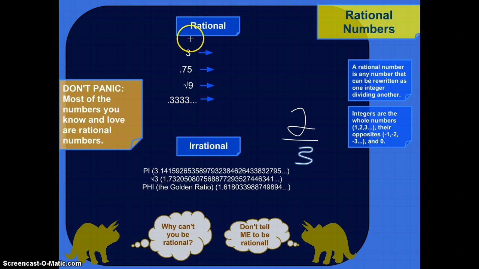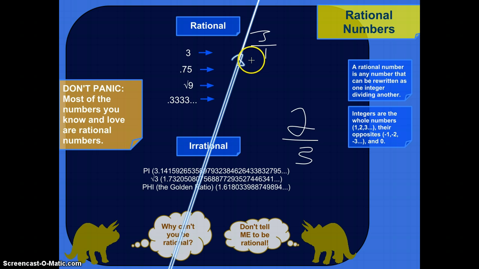So here's some examples of rational numbers. So how can 3 be rewritten as one integer dividing another? Well, you could say that's 3 over 1. 3 over 1 is 3. What about 0.75? Well, 0.75 is the same thing as 3.